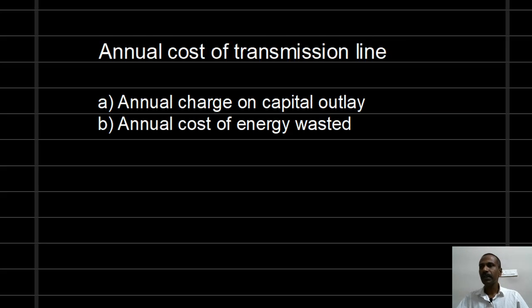Annual cost of transmission line includes the annual charge on the capital outlay. This is due to the interest and depreciation, and the annual cost of energy wasted in the transmission line. This is due to the heat loss in the transmission line.